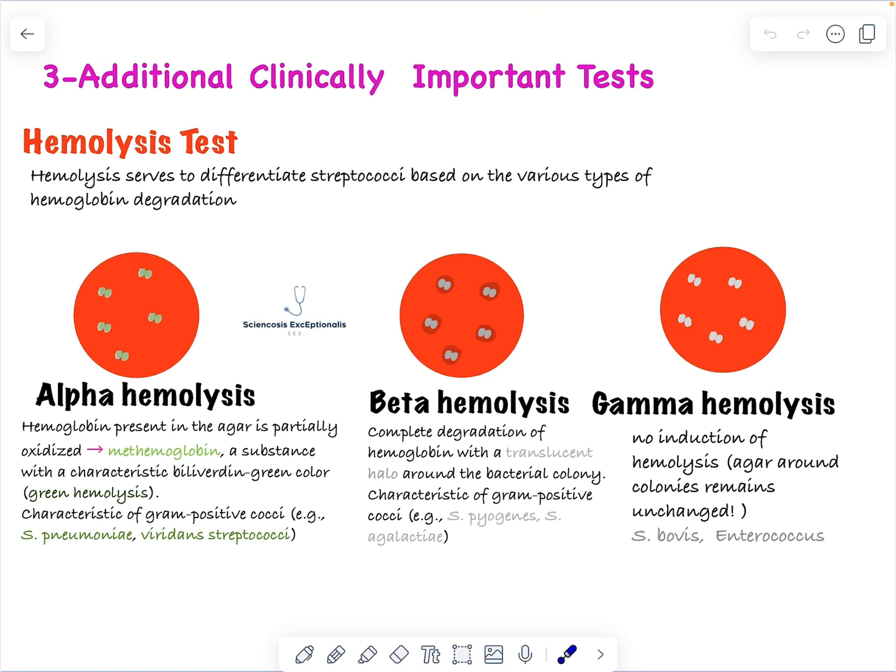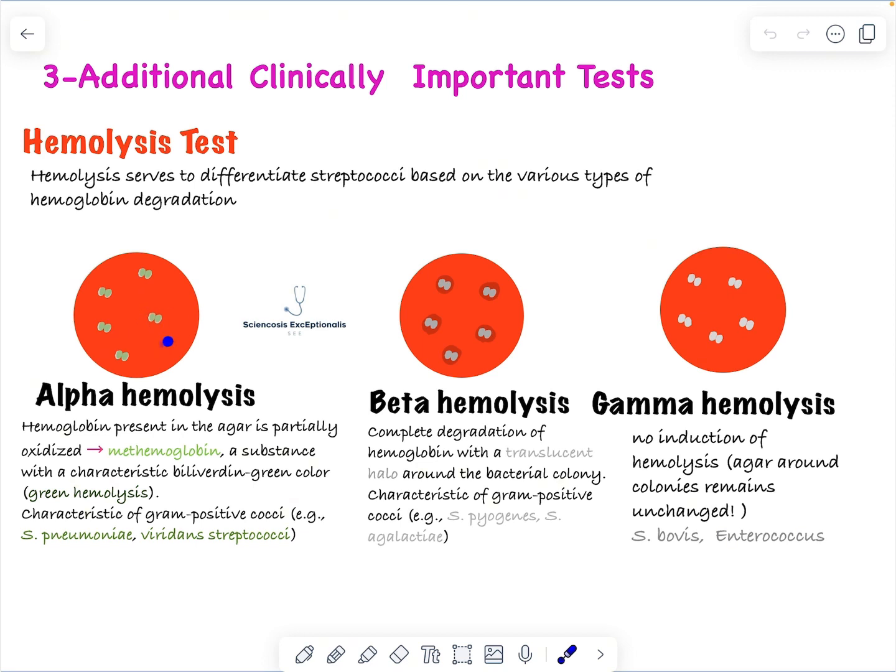This process is catalyzed by an enzyme called hemolysin, and there are several types of this enzyme, and each one has a specific pattern of hemolysis. According to them, the streptococci bacteria are divided into three groups: alpha, beta, gamma hemolytic bacteria. Alpha hemolysis, in which there is a partial degradation of hemoglobin, and the remaining one is oxidized into methemoglobin, which is a substance with a characteristic biliverdin green color.